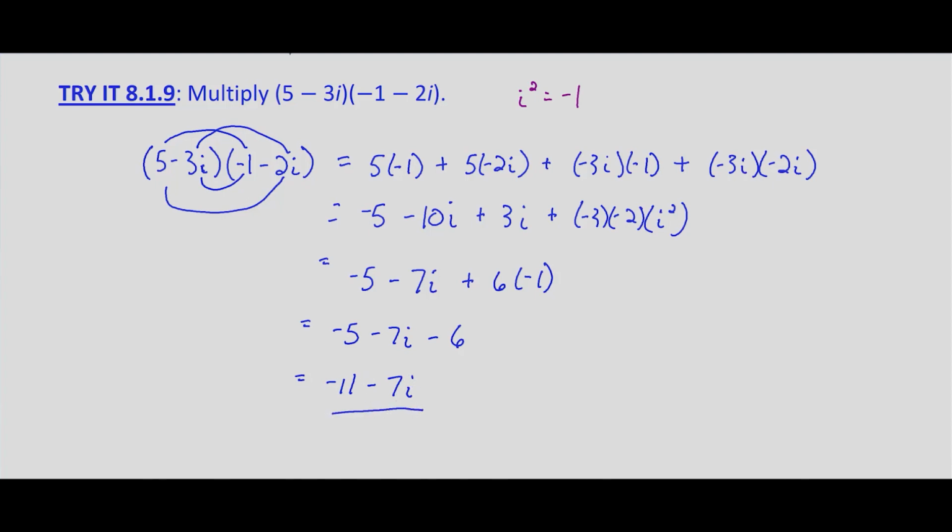And there is the result of our multiplying, 5 minus 3i times negative 1 minus 2i, written in the standard form of a complex number.